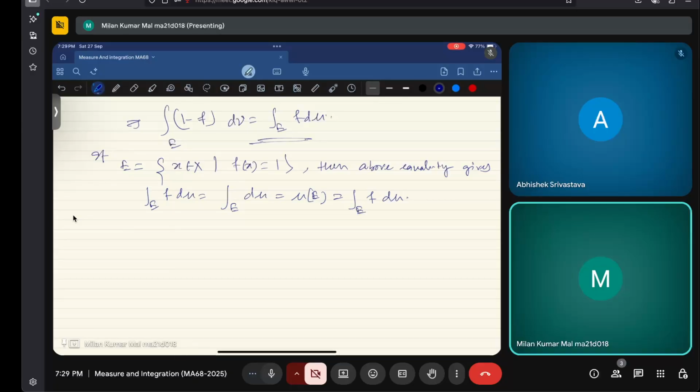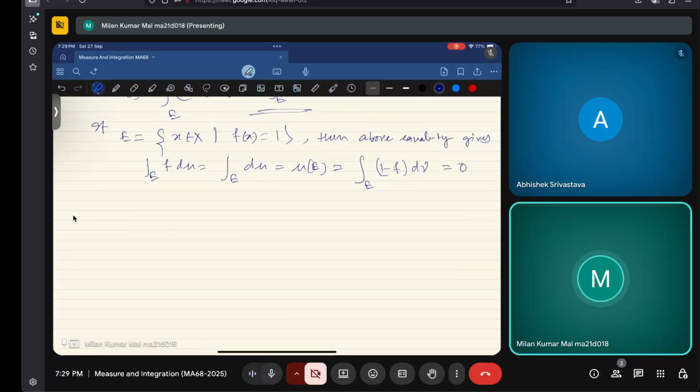Sorry. This will be the integration of (1 minus f) d nu. But on the set E, 1 minus f is 0. Okay, so therefore this is 0, as on E, f is, as f restricted to E is equal to 1. Okay, this is what it is.